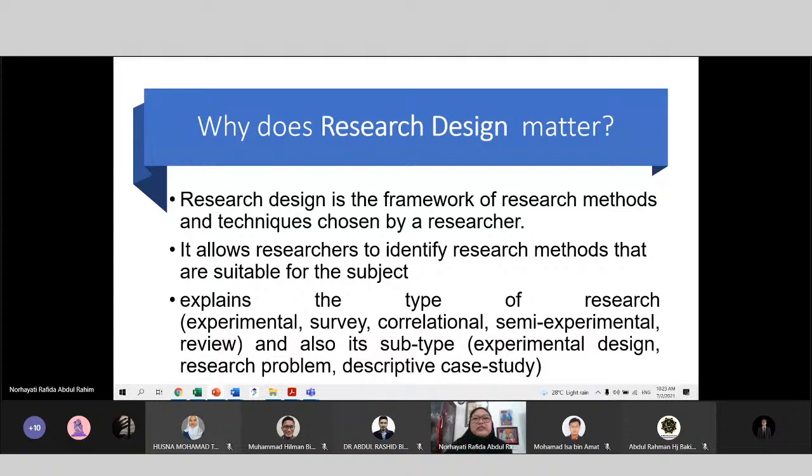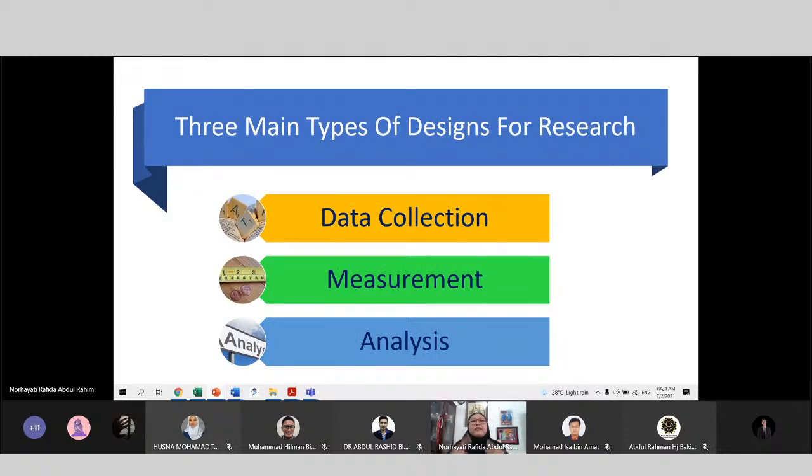That's why research methodology is the core, the heart of your research. In order to be able to explain the whole thing, you must be very clear about your research method, your research design. There are three main types of design for research. How do you collect the data? How do you measure the data? And how do you analyze the data? All three will be explained, portrayed, and designed into the framework.